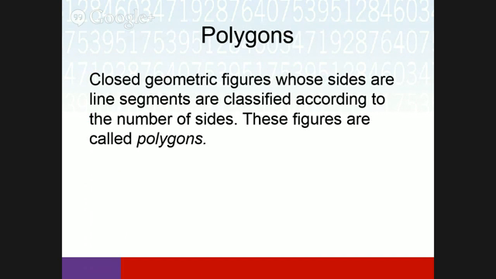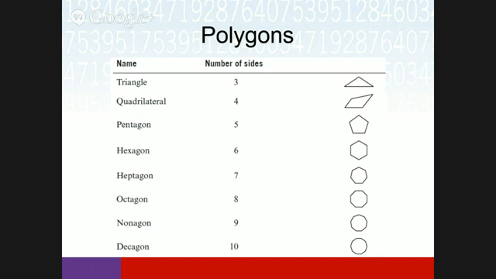Polygon is the general term for a closed geometric figure whose sides are line segments. So it classifies everything but circles in a sense there. Two-dimensional. And they're classified according to the number of sides. So here's an example of the hierarchy of some polygons from 3 to 10 sides.